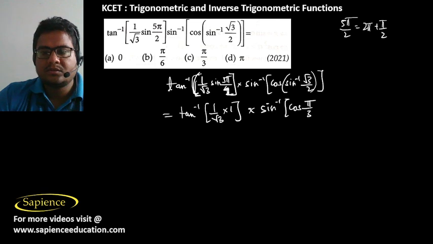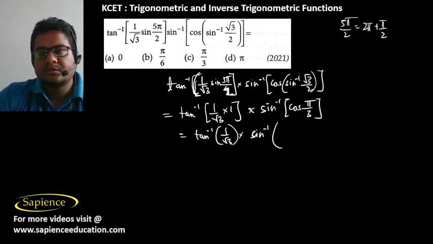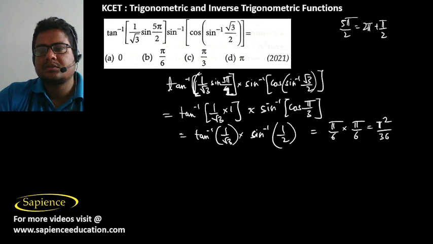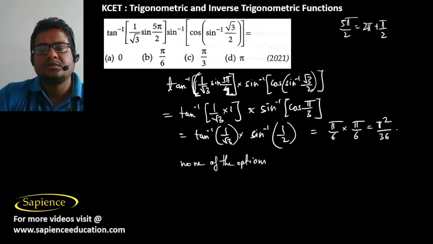Then sine 60 is root 3 by 2. So this will be tan inverse of 1 by root 3 into sine inverse of cos pi by 3, that is 1 by 2. So this will be tan inverse 1 by root 3, that is pi by 6, into sine inverse half, that is also pi by 6. So this is pi square by 36. So it means none of the options are correct.